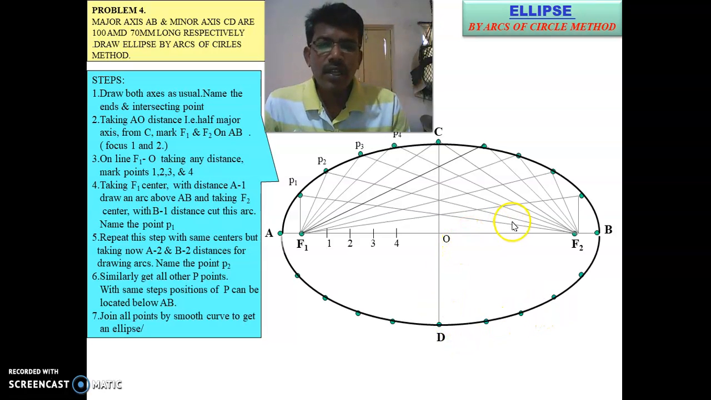Simply you construct the ellipse with the help of all these points of intersection made by the arcs from the different foci points, right? So this is how to construct the ellipse by the arc of circles method.